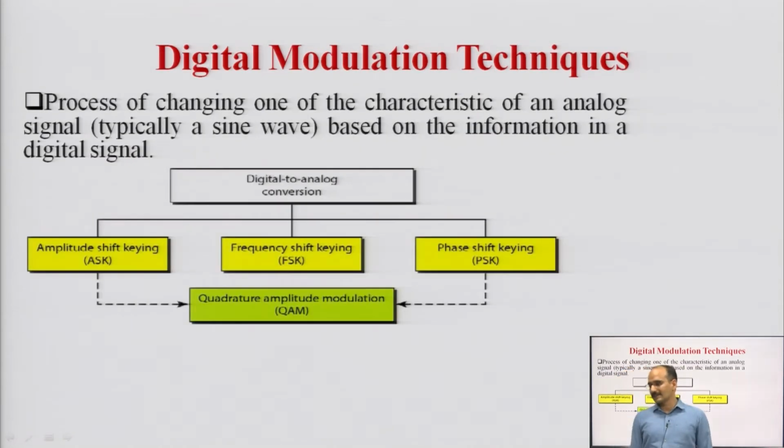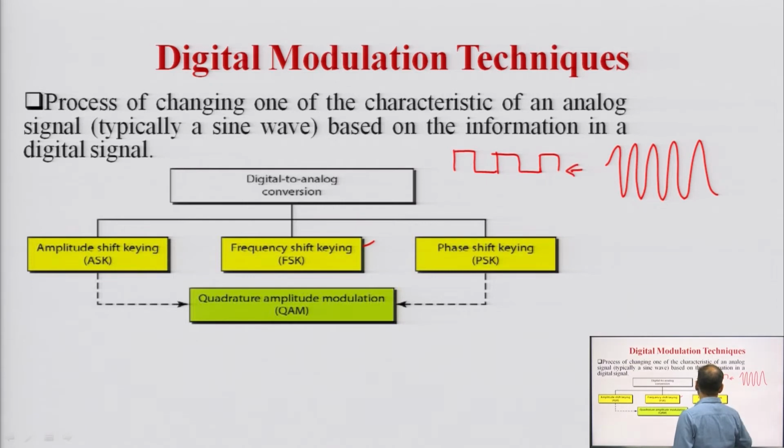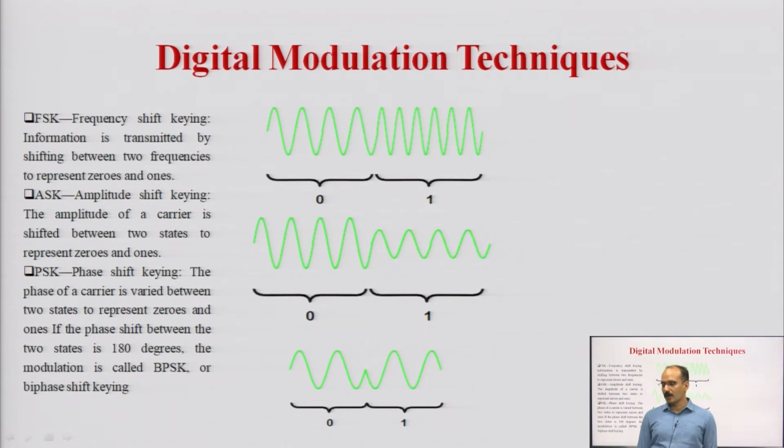Then moving towards the digital modulation technique, as I told you, in the asynchronous modem we use FSK, which stands for frequency shift keying. This is also known as digital to analog conversion, because you have digital data in this form, you are using a sinusoidal carrier signal to modulate this signal, and after this you are getting these three types: FSK, ASK and PSK.